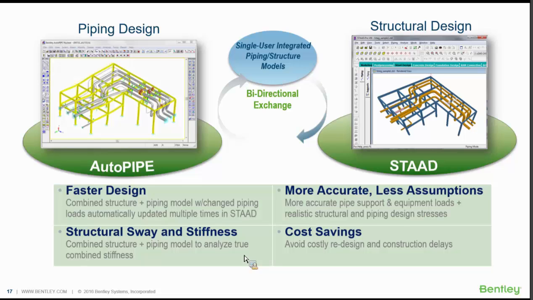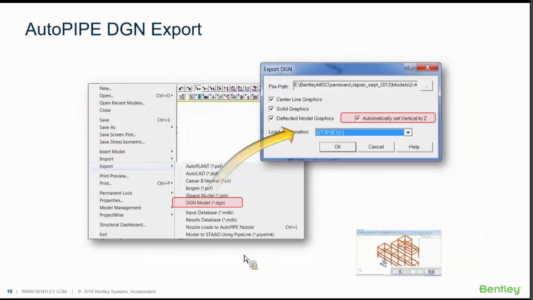The pipe stress analyst imported the PipeLink file, which contains the structural model and the support connections that the structural engineer made. And the pipe stress analyst is now ready to run the combined analysis in AutoPIPE. So now we will watch the pipe stress engineer run the combined analysis, review the results, and export the deflected shape of a critical case to a DGN model.